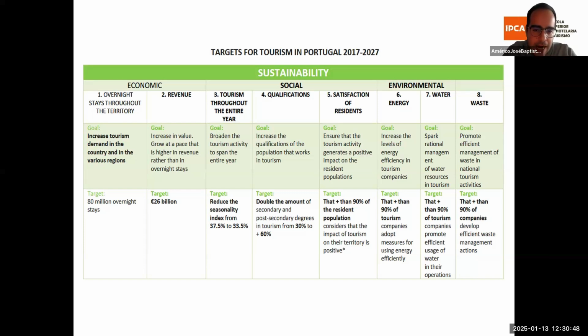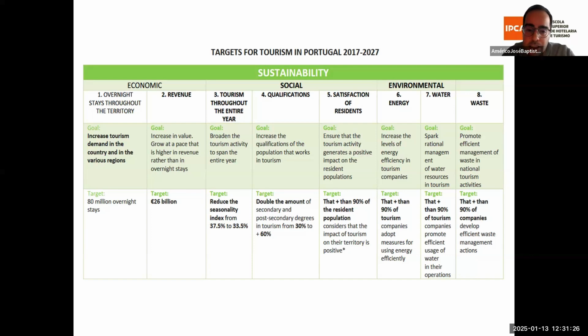For example, in the social dimension, Portugal has a target for satisfaction of residents. The target is that more than 90% of the resident population considers that the impact of tourism on their territory is positive. In my opinion, it is the most important dimension, because satisfaction of residents is so important for us.